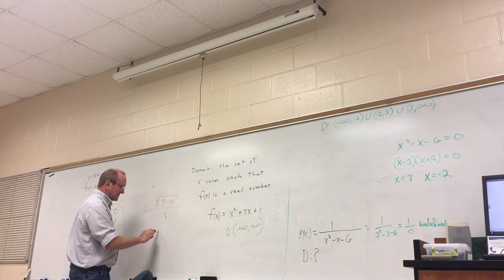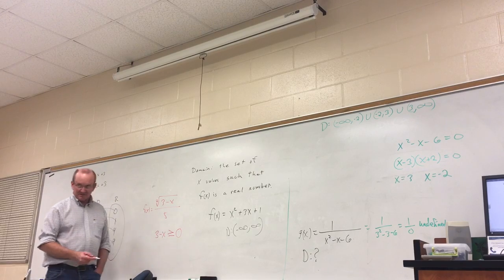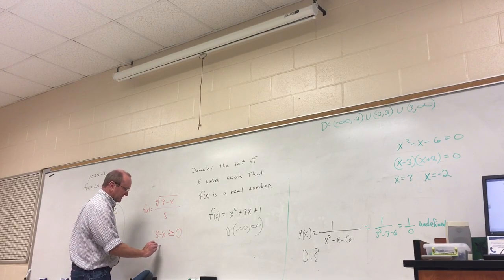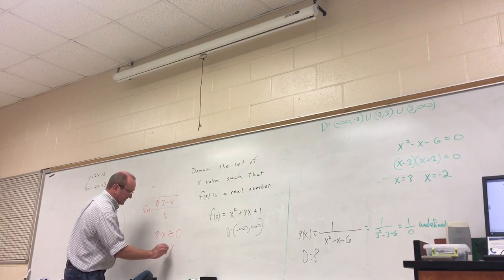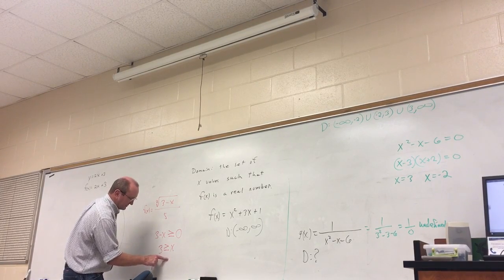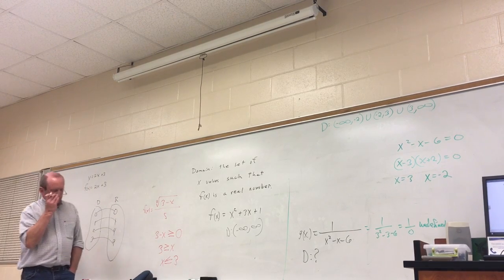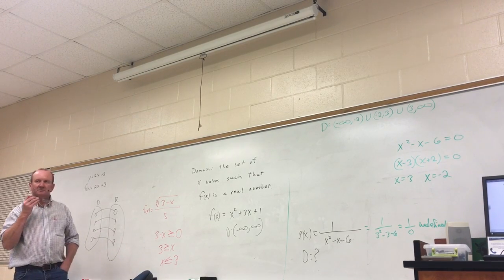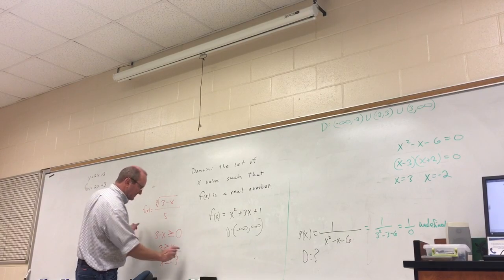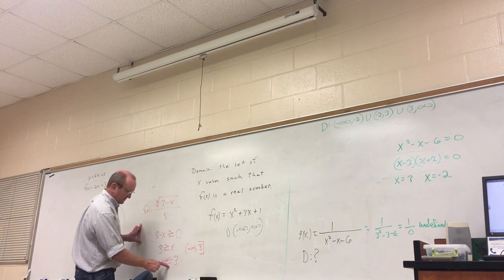So what I have to say then is 3 minus x has to always be greater than or equal to 0. Okay. And so 3 is greater than or equal to x, and we just spin it around. So x has to be less than or equal to 3. So that'd be negative infinity to 3. Would 3 be in the bracket or parentheses? Brackets. That's the equal sign. Okay.